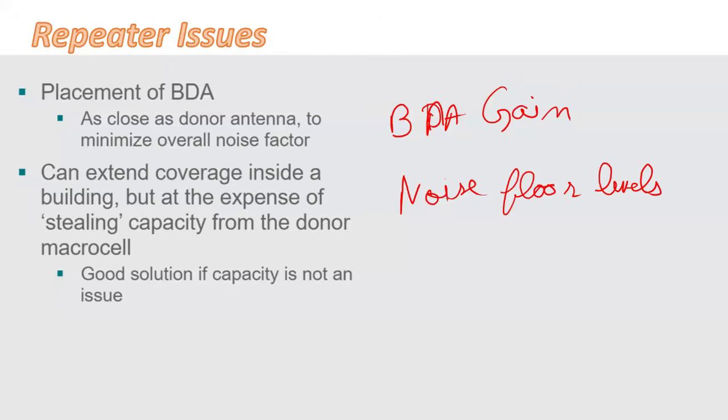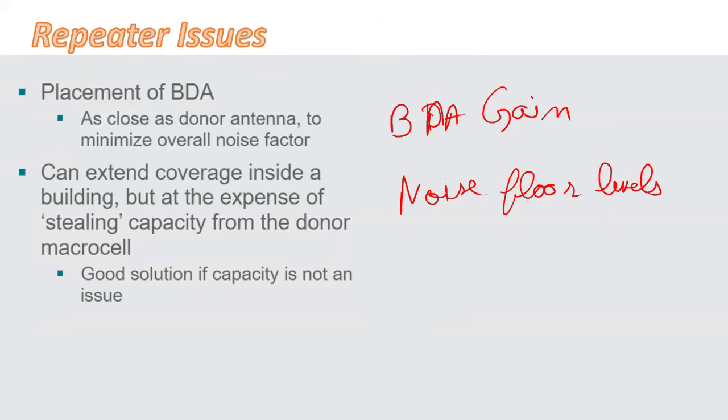And then we have to take care of automatic gain control as well for repeater solution. And then placement of BDA is also very important. It is recommended that it should be placed as close to the donor antenna as possible because then we can minimize our losses, we can minimize our noise factor.